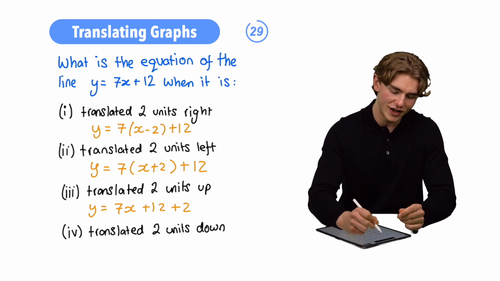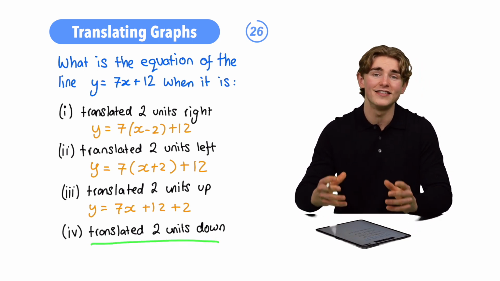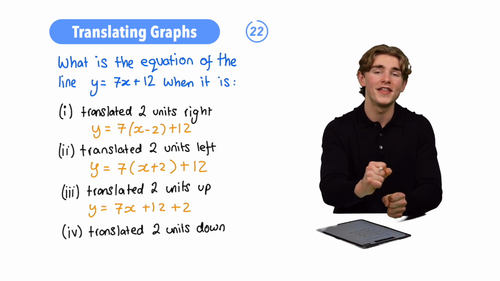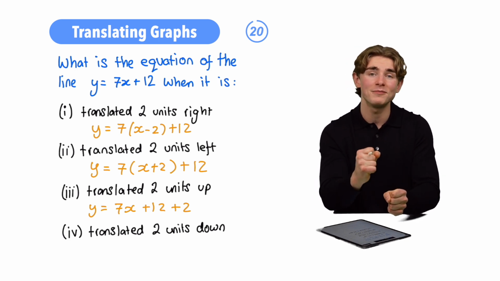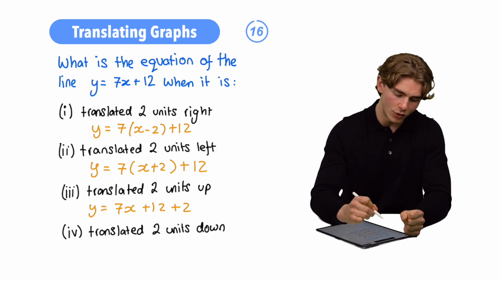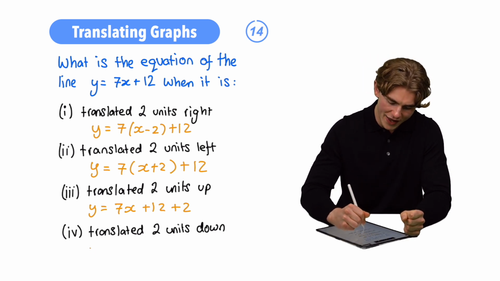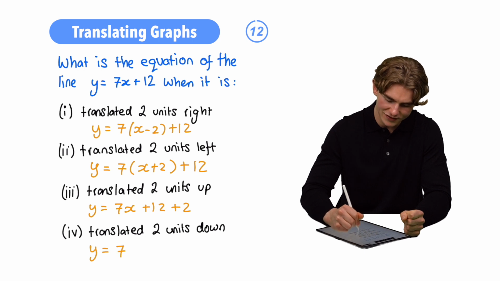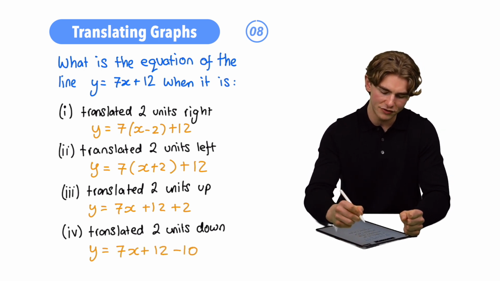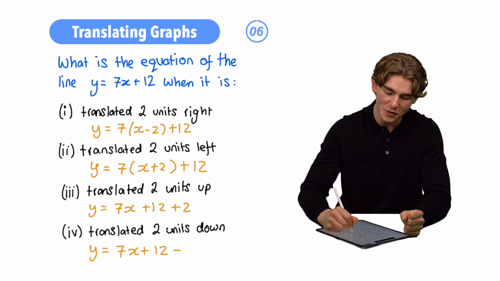Finally, we're going to have translating 2 units down, again moving in the Y direction, this time in the negative Y direction. Because it's in the Y direction, we do it on the end, and because it's in the Y direction, we keep the sign as what we would expect it to be. So what are we going to have? We're going to have that y is equal to 7x plus 12, and then we're going to take our 2 away. We would be left with 10.